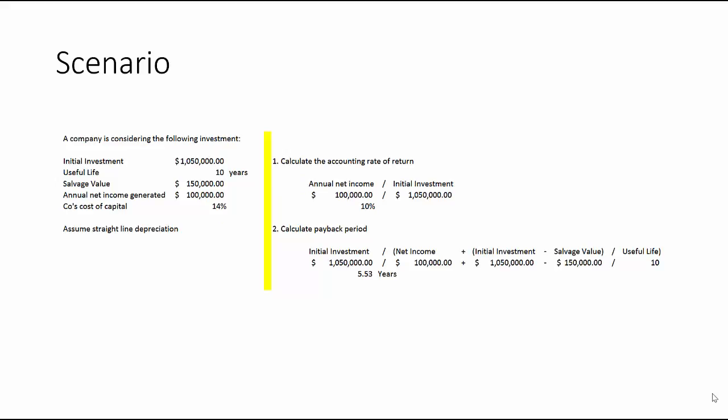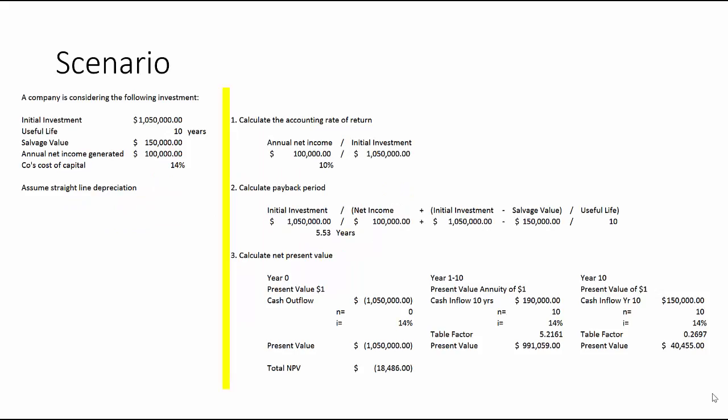Next, we'll look at the payback period. So you take the initial investment, and you divide by the net income plus the initial investment minus the salvage value divided by the useful life. And what we come up with is 5.53 years that it will take to recoup our initial investment.